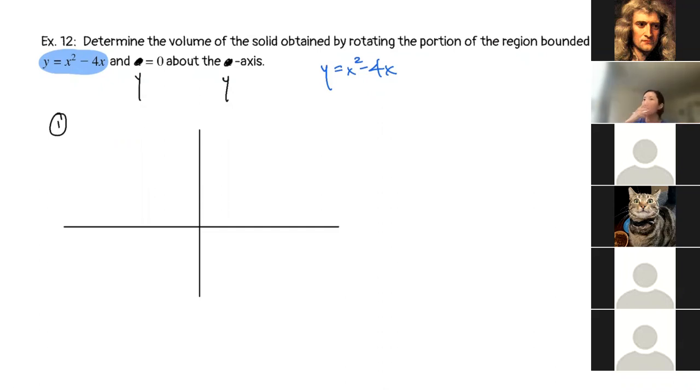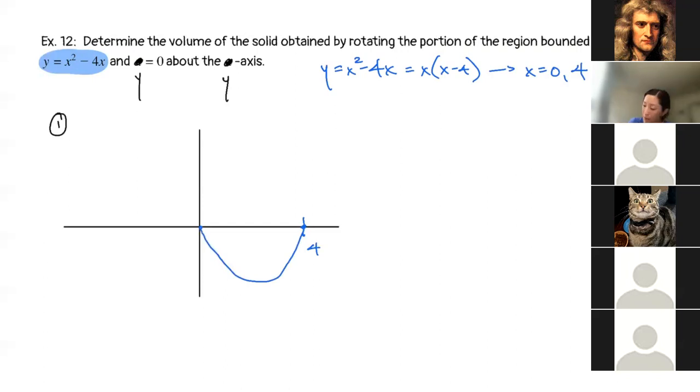Factor, find the x-intercepts, and perhaps find the vertex. Okay, so let's factor out an x, so x times x minus 4. And so we get x equals 0 and x equals 4 as our two x-intercepts. Now, parabolas are symmetric, so the vertex is going to be exactly halfway between those. And so we'll end up with something kind of like this. And we'll say that this is 4.